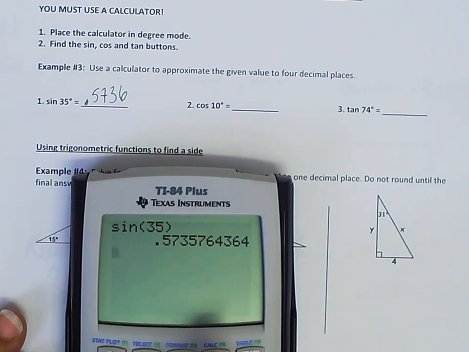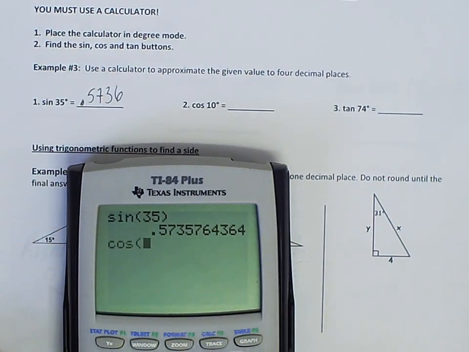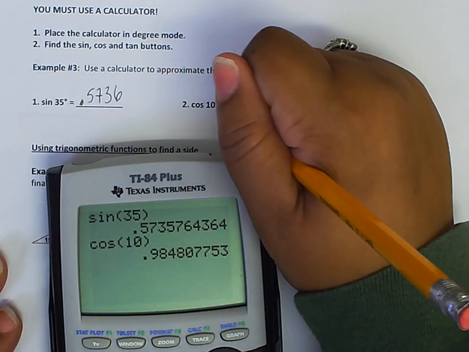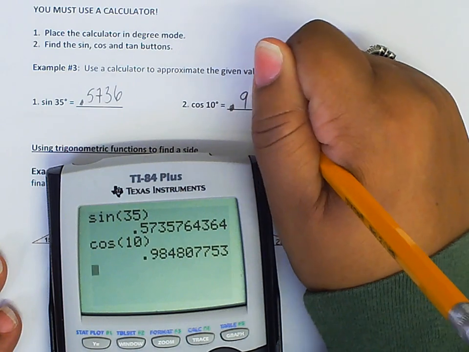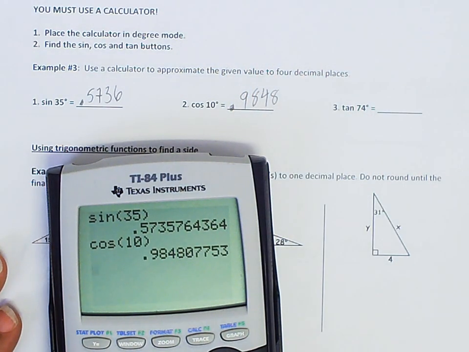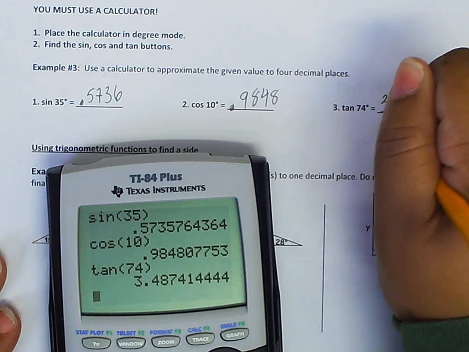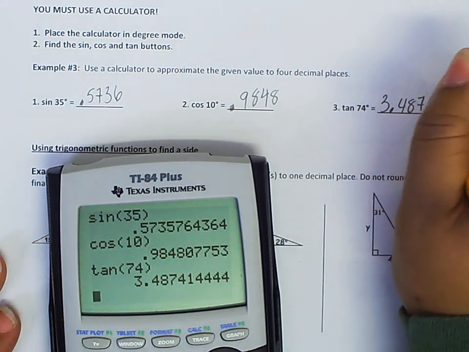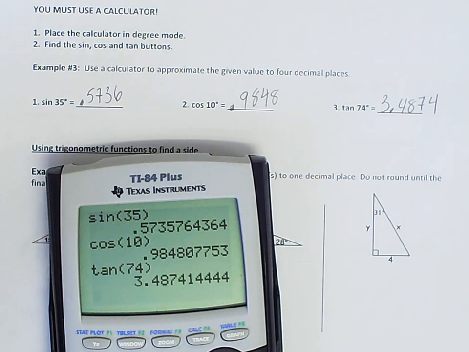Then we're going to do cosine, exactly what I did before. Just hit cosine and type in the 10. Go to 4 decimal places again, so 0.9848. And then let's do the last one, which is tangent 74. So hit tan and type in 74, and you're going to get 3.4874. Okay? Is that easy on those types?